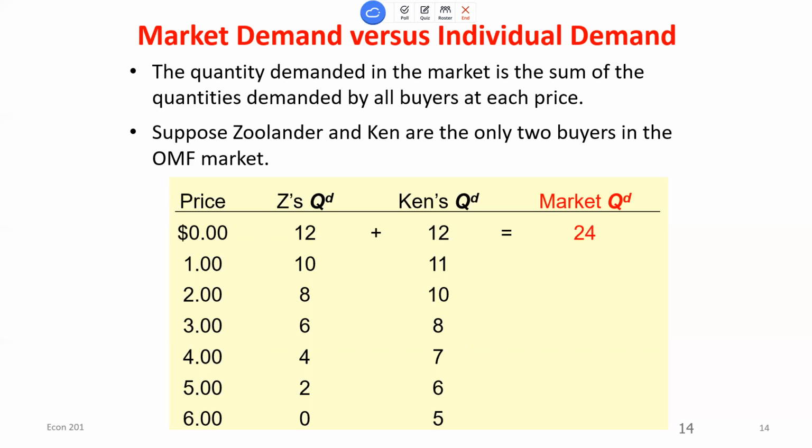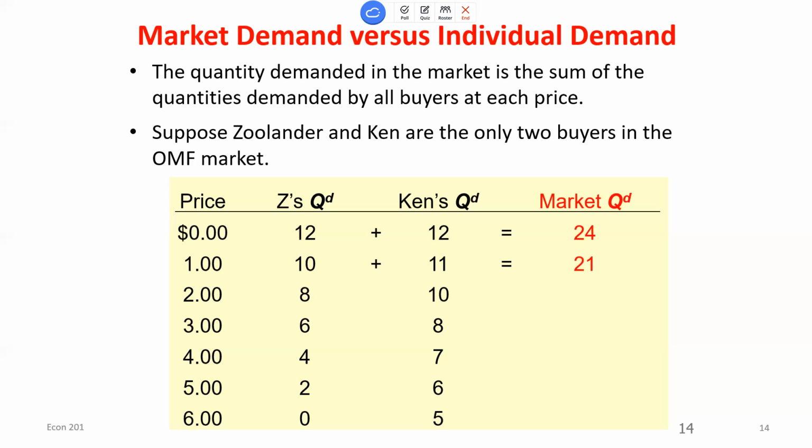So we would see on the market, we would sell 24 of these drinks if we priced it at $0. If I then increase the price, because I can't stay in business long if I'm charging nothing, right? I increase the price to $1, Zoolander buys only 10 and buys 11, market demand is now 21. This isn't terribly complicated, I don't think.